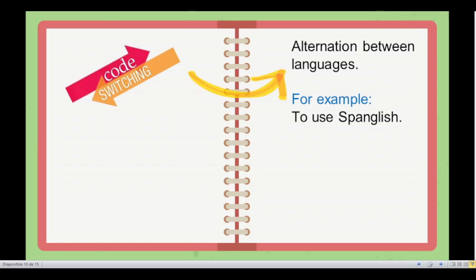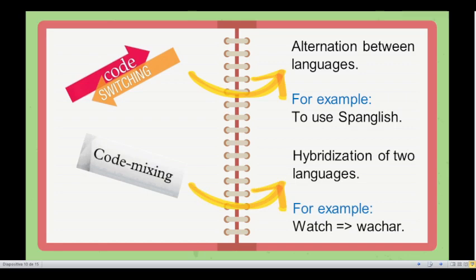Now let's continue with code mixing. It is hybridization of two languages. For example, the verb watch, well, here in Mexico, was modified to be watchar. For example, watchar that girl. Well, in this country, some people use watchar, but personally I don't use it. But as I said, it's an example of code mixing.